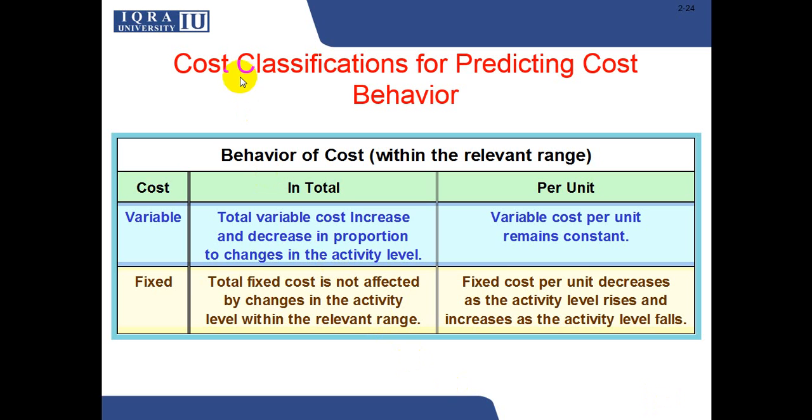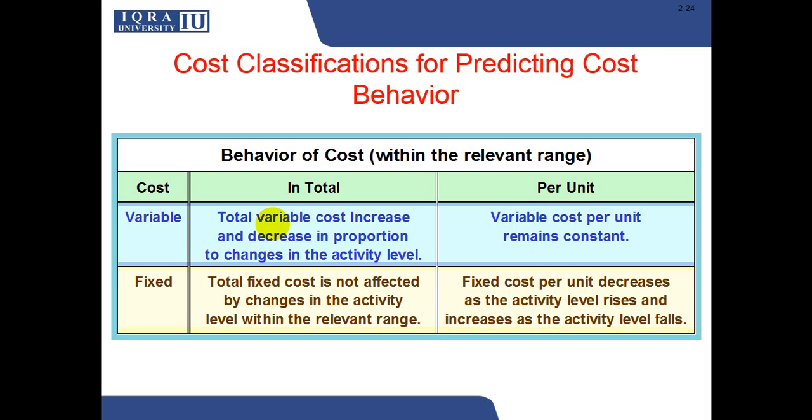Now we are going to discuss the cost classification for predicting cost behavior. Behavior of cost within the relevant range. First we will discuss the variable and then the fixed cost. As we have discussed, the total variable cost changes, right? How does the total variable cost change? If we are producing more units, the total variable cost will change. More labor will be required, more material will be required, right? So the total production cost will increase if you are increasing units.